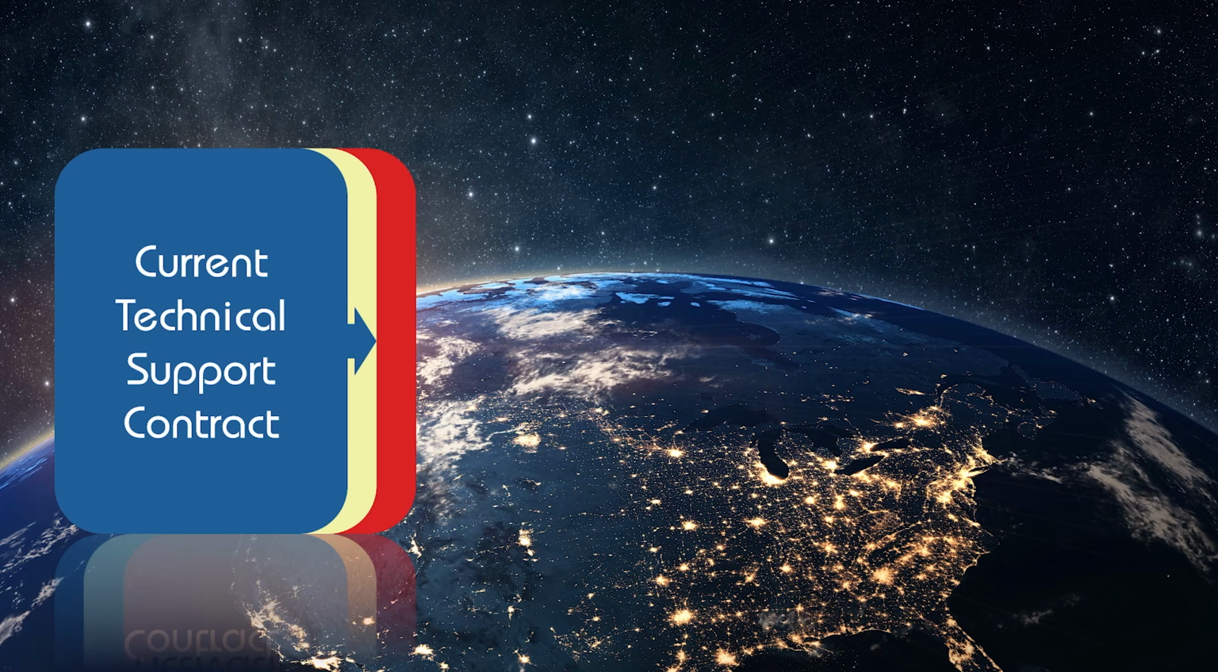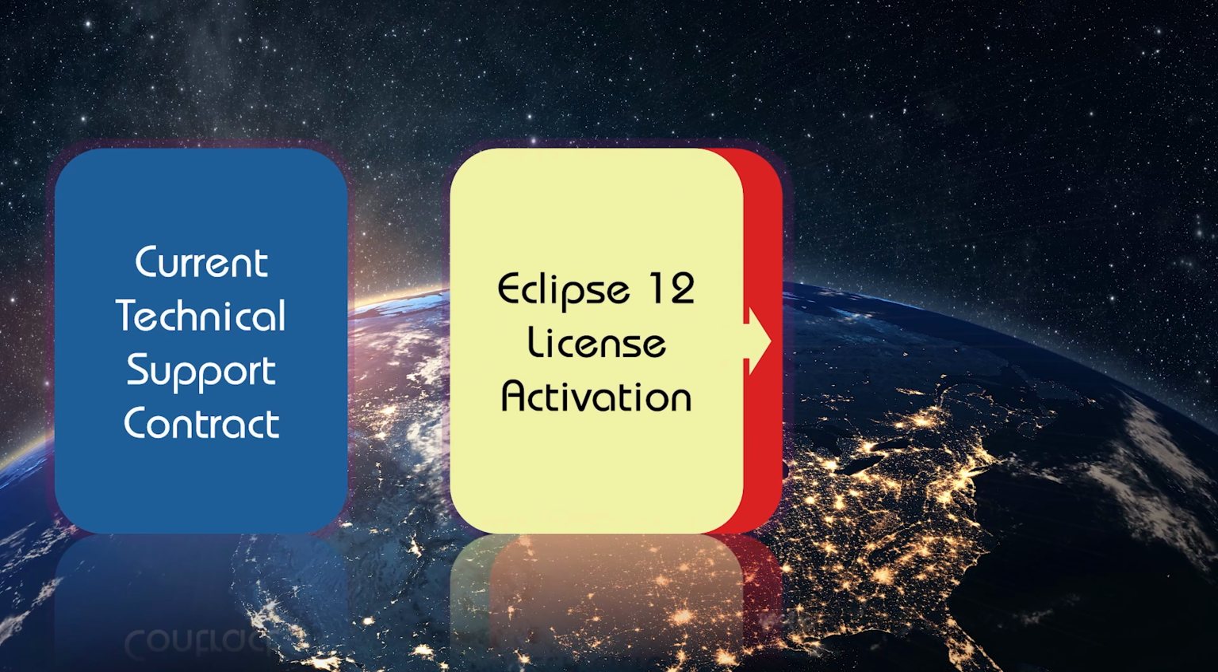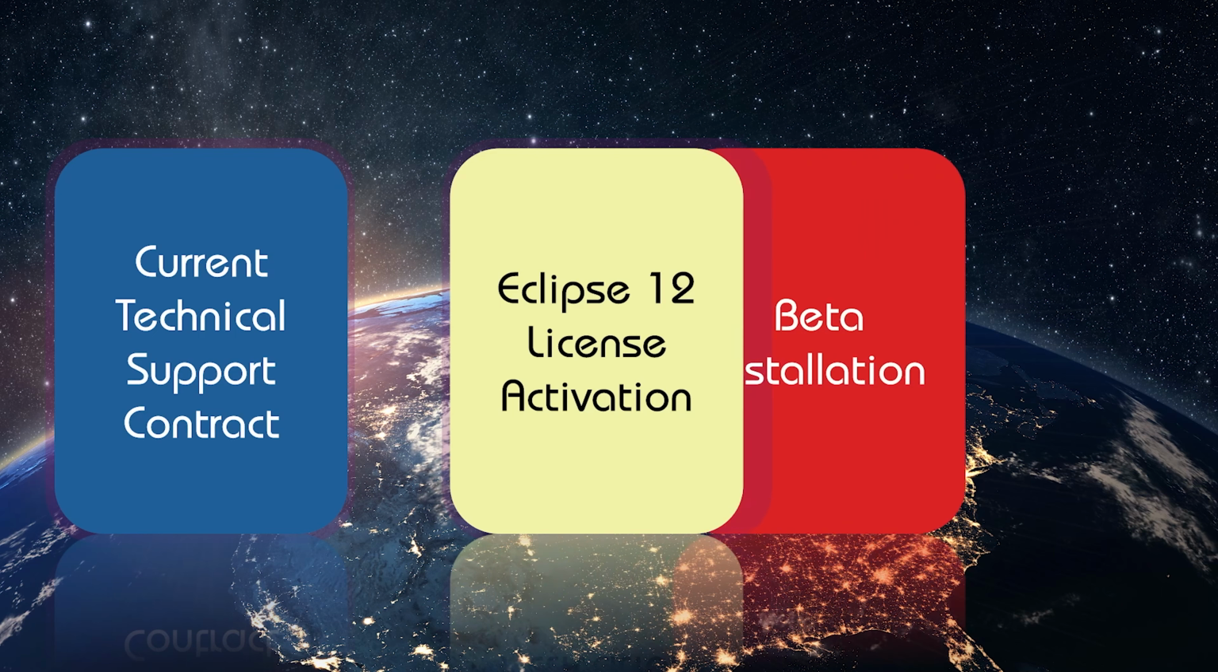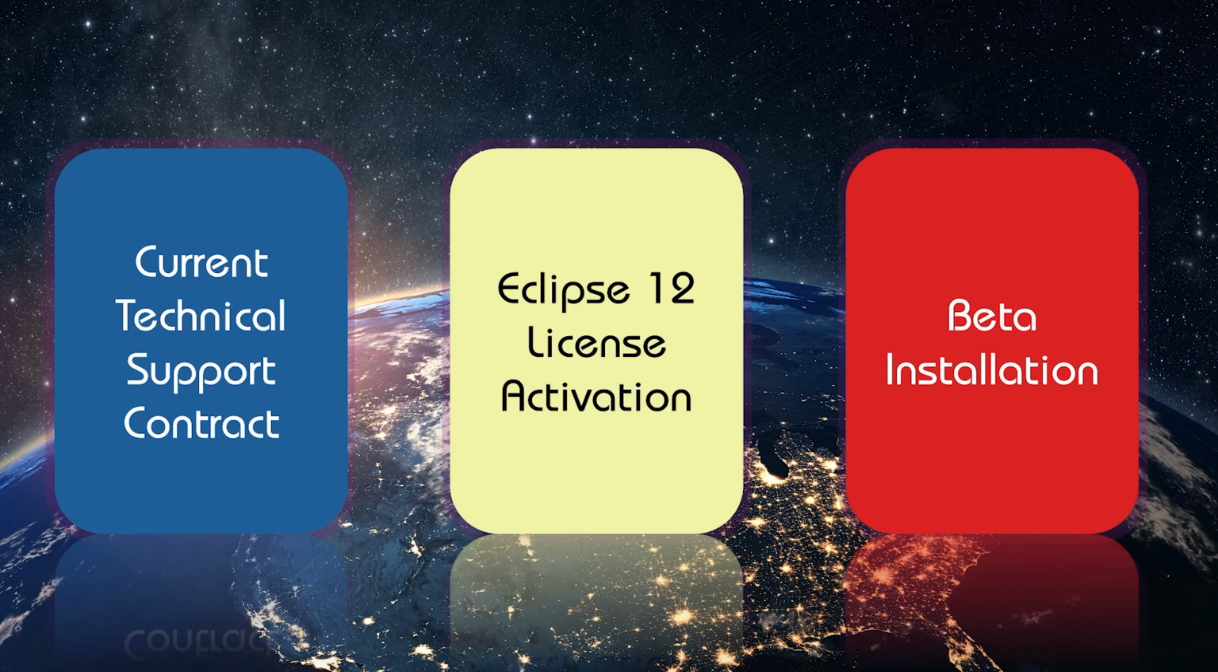First, you need to have a current technical support contract. Second, you'll need to have your license or hardware key activated for Eclipse 12. To do that, simply call us during business hours at 772-288-3266. Account Services is happy to assist you with this task. And last, you need to actually install the beta version. And that's what we're going to cover next.